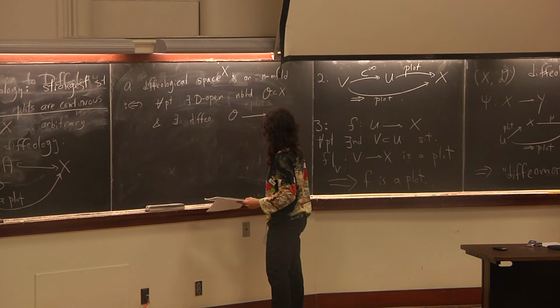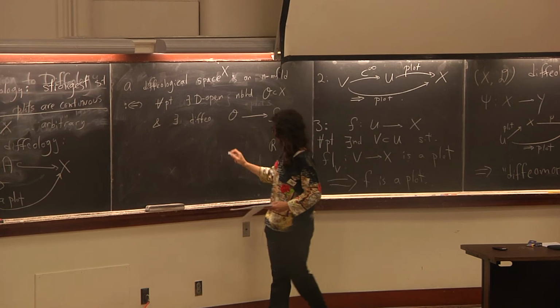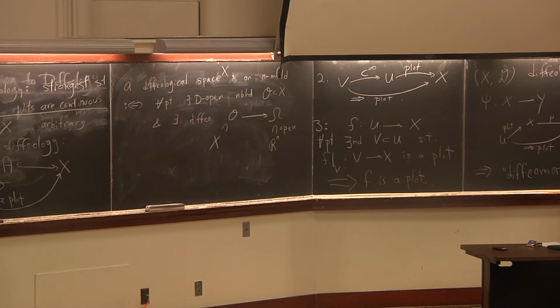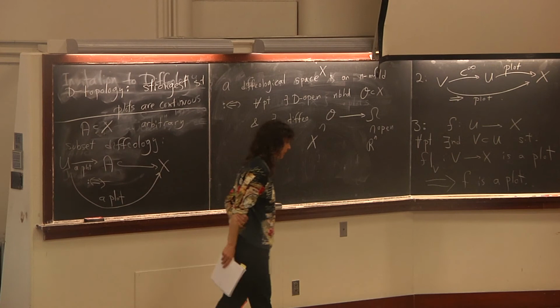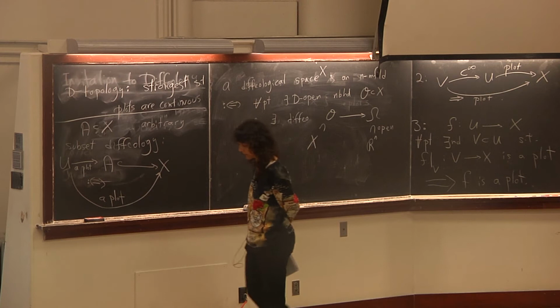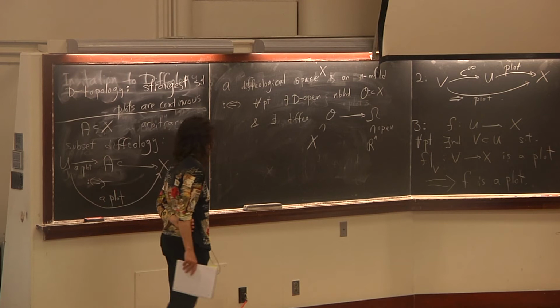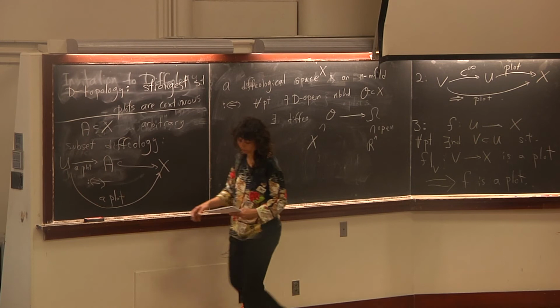So are these going to be Hausdorff necessarily, or are these non-Hausdorff? At this point, I'm not insisting on Hausdorff or second countable. And just like you do for manifolds, some people insist that their manifolds be Hausdorff and second countable, and some people don't. You could additionally impose that requirement if you want to, and that would be in terms of the D topology. So it depends on your favorite definition of manifold. You can ask for that too.